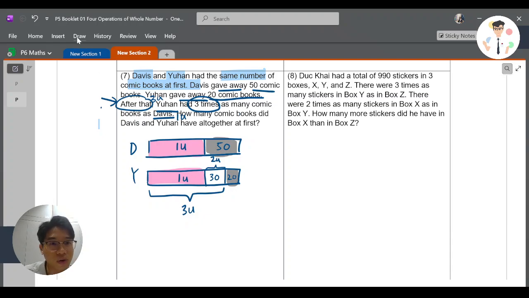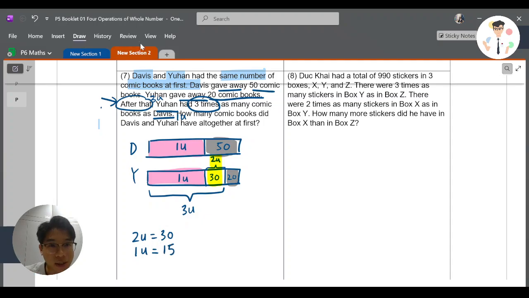But what is important is that I know now 2 units is equal to 30. That is the main point. So 2 units is equal to 30, and always we find 1 unit. 1 unit is equal to 30 divided by 2, which is 15.